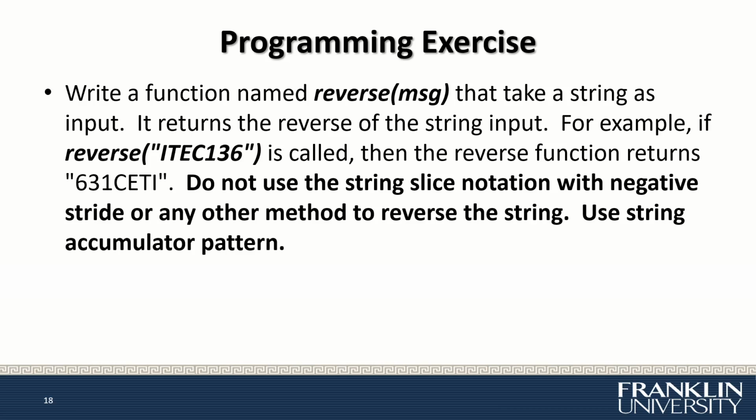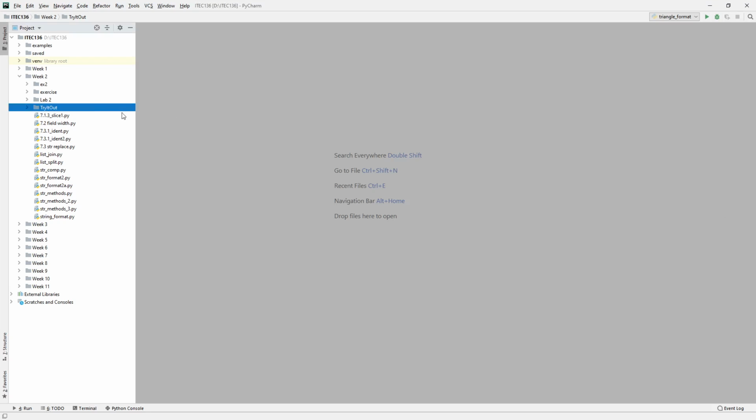So let's do some exercise here. Write a function called reverse that takes a string as input. It returns the reverse of the string input. For example, if reverse("ITech136") is called, then the result is "631hcETI". Do not use string slice notation with a negative stride or any method to reverse the string. Use the string accumulator pattern. What is a string accumulator? Well, let's find out.